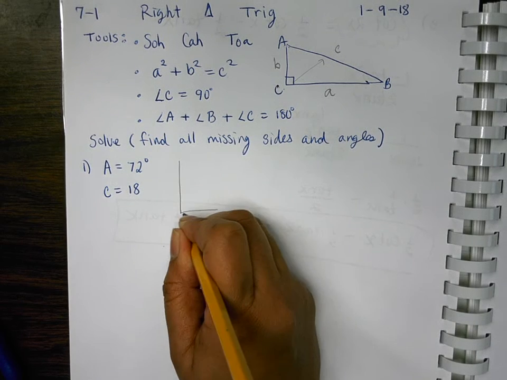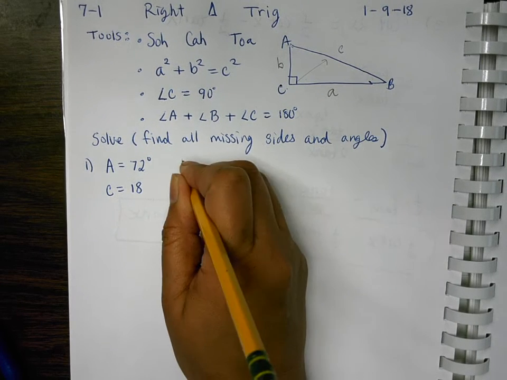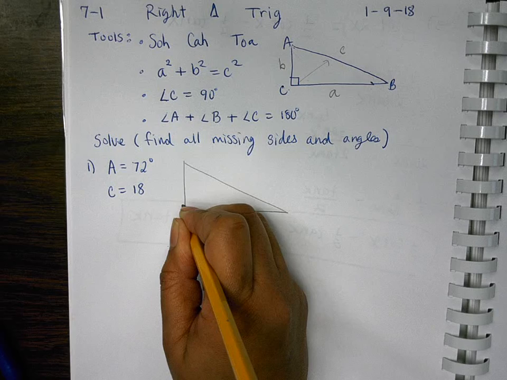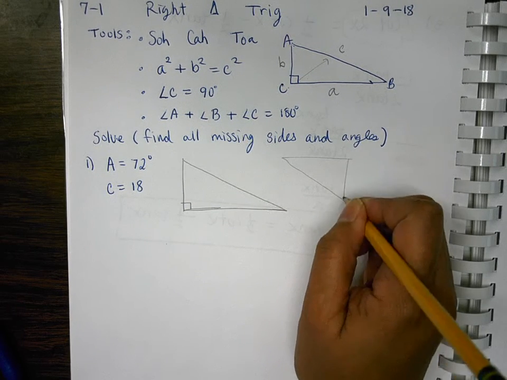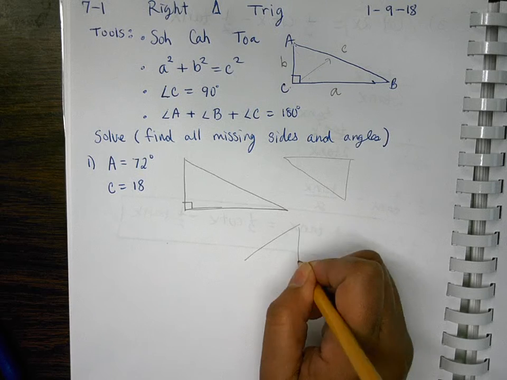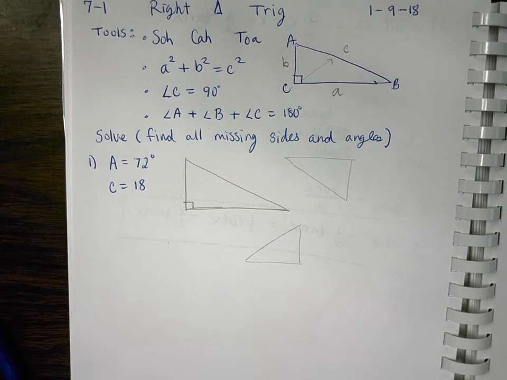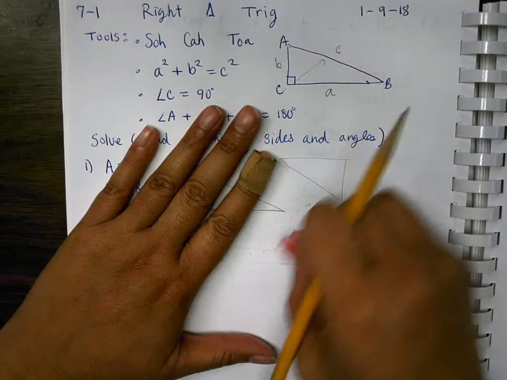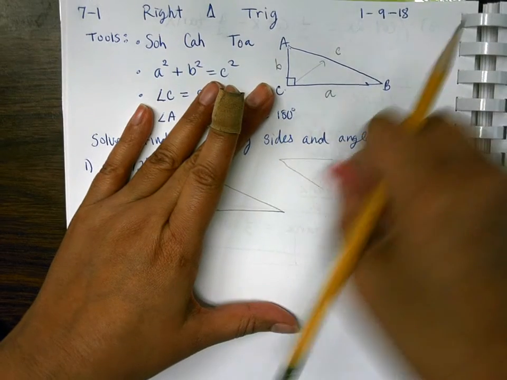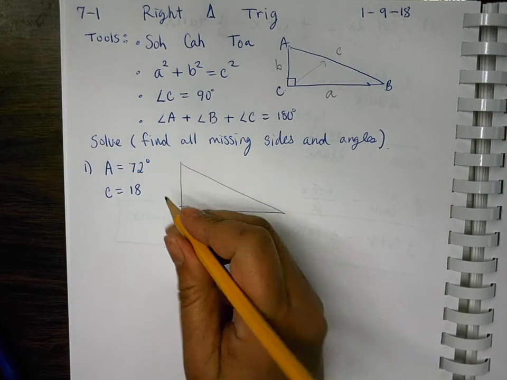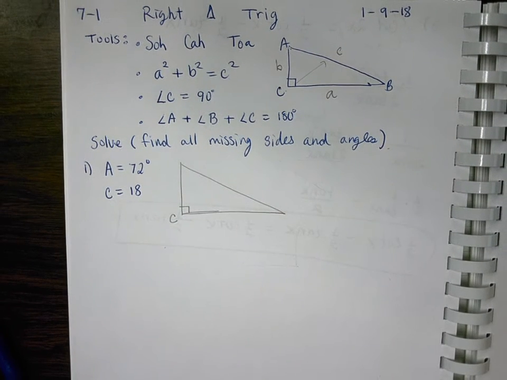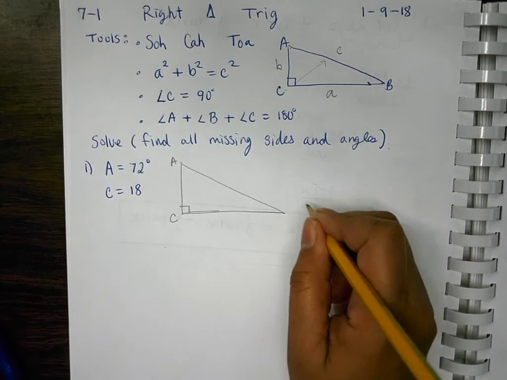Okay, what I suggest you do first is draw a picture. It does not matter how you draw your right triangle. You can draw it like I did. You can flip it around like this. You can flip it around like this. It does not matter. Just make your right triangle and make sure that C is the 90 degree angle. As long as you do that, even if your picture looks different from mine, we will end up with the same answer at the end.